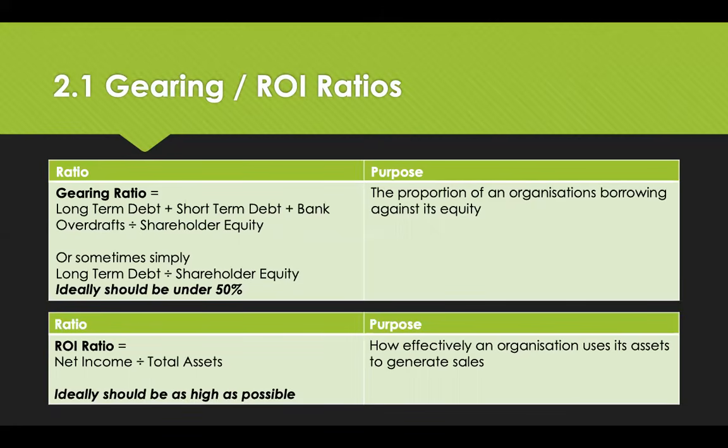So your long-term debt is your mortgages, your loans, all those sorts of things. You add in your short-term debt, which is any accounts payable, any overdrafts that you might have with your bank, and then you divide it by how much shareholder equity you've got in the business. So let's say you've got £500,000 worth of investment from shareholders. Your gearing should never be more than 50%. So if you've got 500,000 of equity from shareholders, you should never have more than 250,000 in debt.